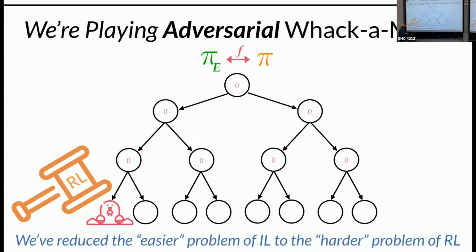And what we've done is we reduced the easier problem of imitation learning to repeatedly solving the harder problem of reinforcement learning. As a general principle, you never want to reduce an easier problem to a harder problem. You can always use a bigger hammer to solve the easier problem, but it feels like you're going the wrong way. Usually you want to take a harder problem and break it down into easier sub-problems you can actually solve.